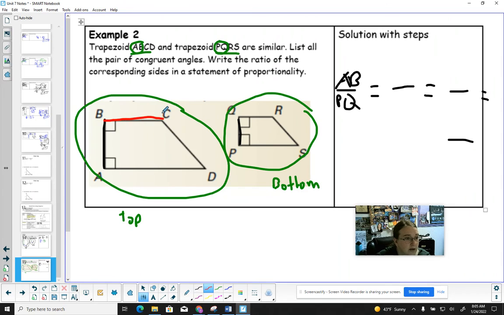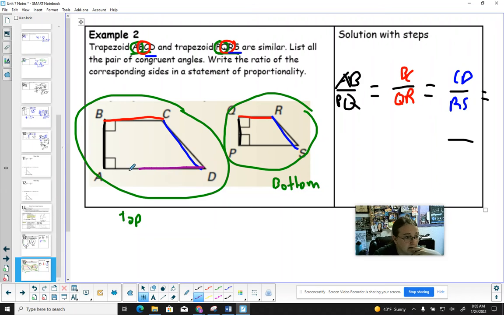Then I have BC, and I want to double check. Here's BC, my middle two letters. That should go with QR. And good, it does, according to the picture. So BC on top, QR on bottom. Always want to check that similarity statement because we can't just base off the pictures. And then I have CD and RS. So CD and RS, that is correct as well.